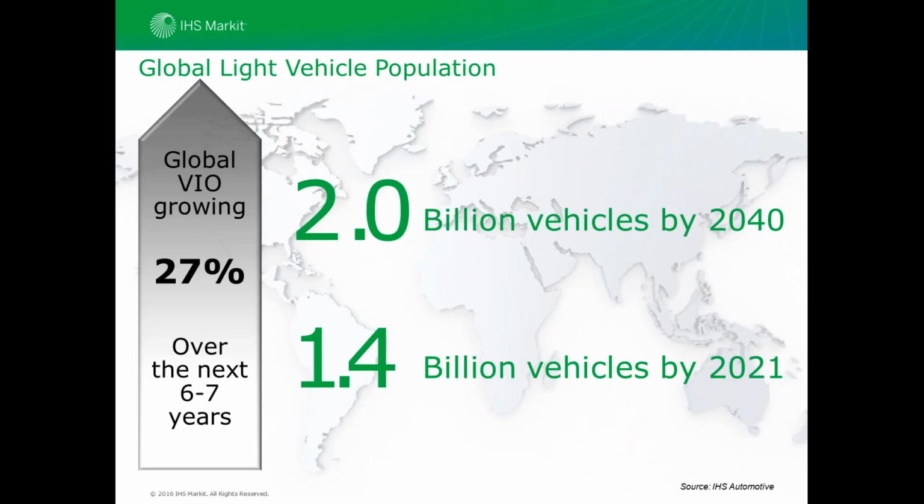Same thing happening globally. We see the global VIO increasing by nearly 30% over the next 6 or 7 years. We'll be at about 1.4 billion vehicles by 2021. You can see there, 2 billion vehicles by 2040. And what's really interesting there is it took the auto industry about 100 years to get to the first billion in 2010. We're going to add another billion in just 30 years.